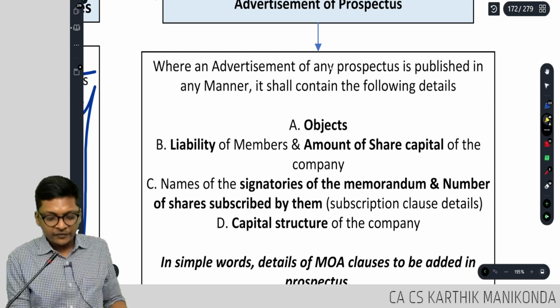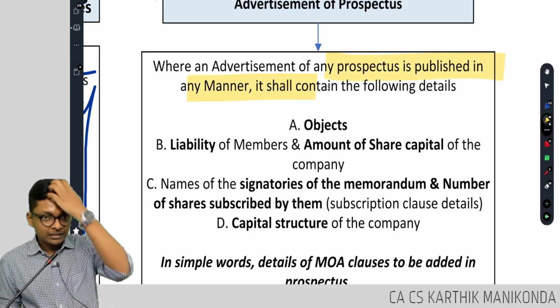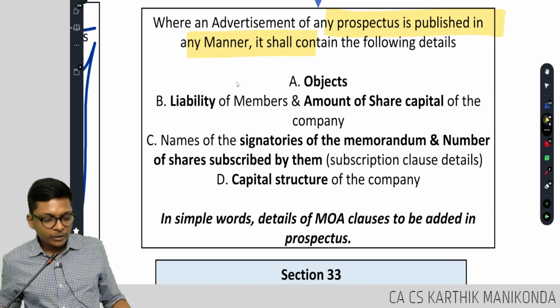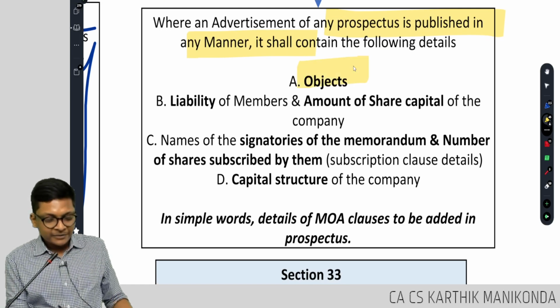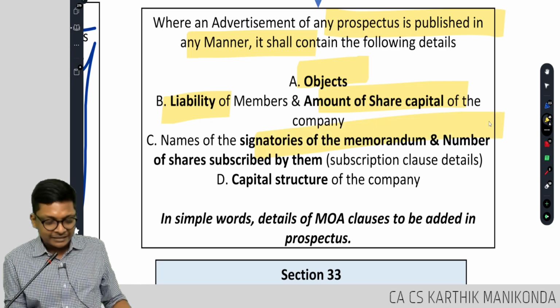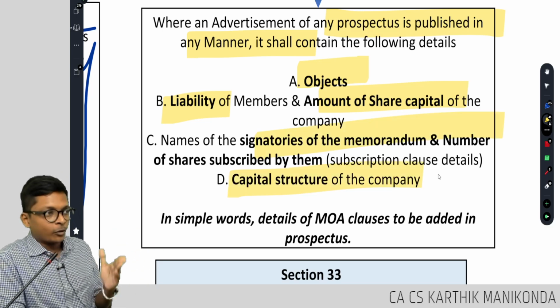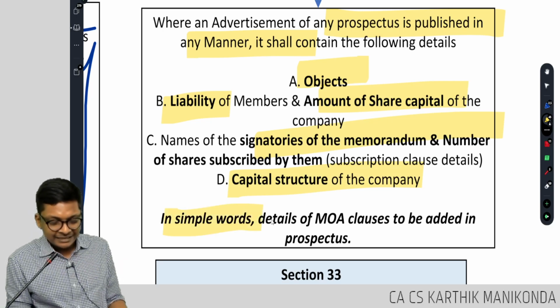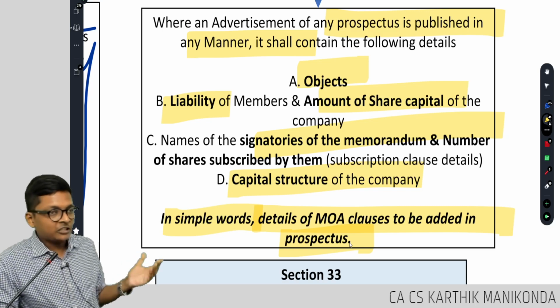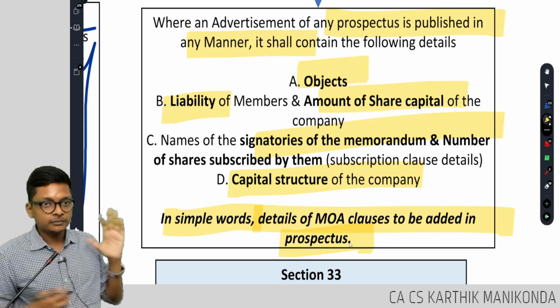When an advertisement of any prospectus is published in any manner, it shall contain the following details: objects, liability, amount of share capital, signatories, capital structure. What is this? Clauses of MOA. It's not written like that. That's why I wrote in simple words: details of MOA clauses to be added in prospectus advertisement. That's all. Over. Nothing new.